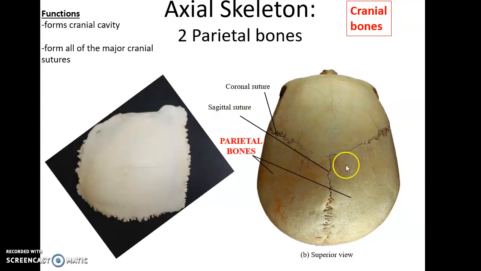Parietal bones, right and left parietal bones, they help form the cranial cavity, specifically the more top posterior portions of the cranial cavity, and they help form all of those sutures whose names you need to know.